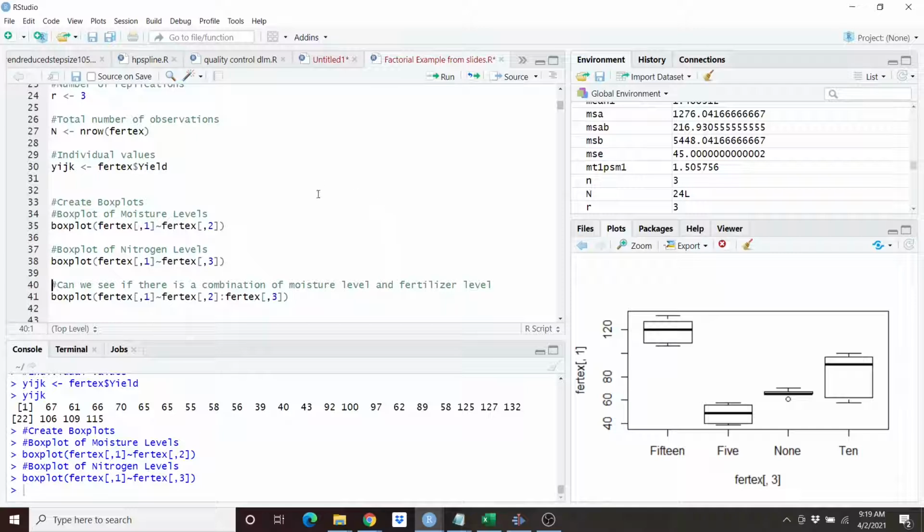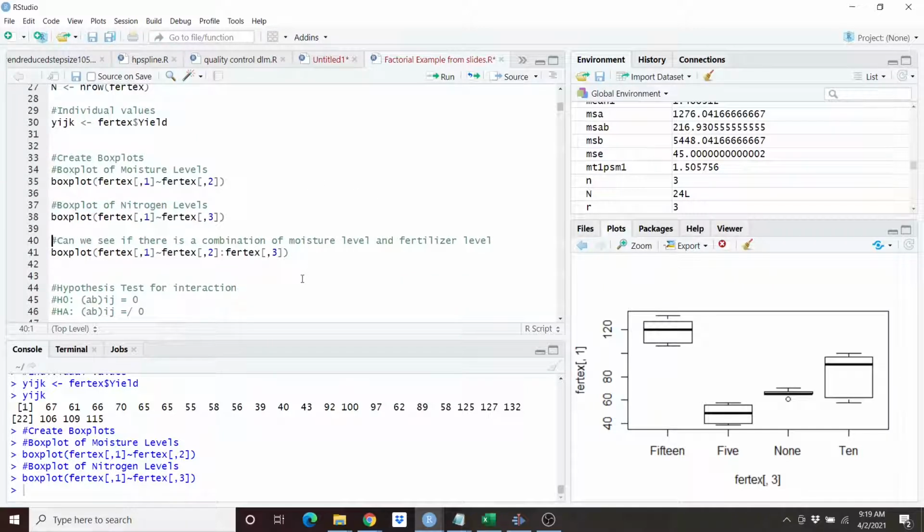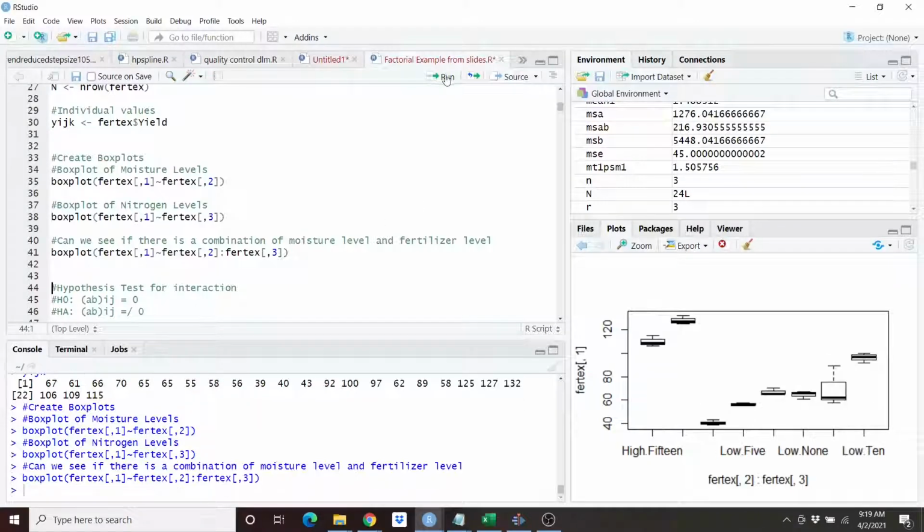Well, that's nice. But remember, we want to determine if there's a combination of these moisture level and fertilizer levels that's going to give us the highest yield. So now let's take a look at a box plot of our yield based on these combinations.